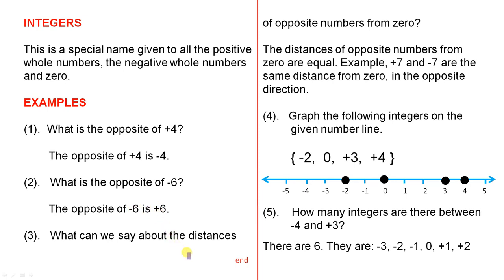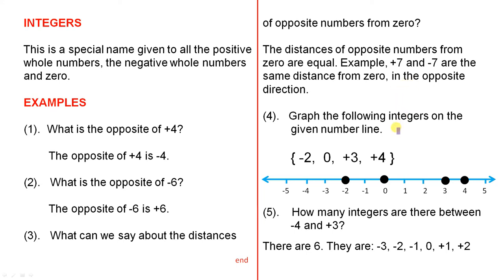What can we say about the distances of opposite numbers from 0? The distances of opposite numbers from 0 are equal. For example, plus 7 and minus 7, or plus 7 and negative 7, are the same distance from 0, but they're in the opposite direction.